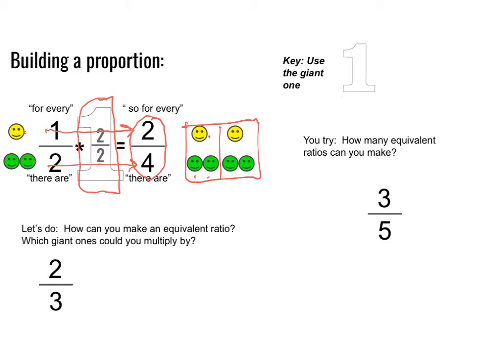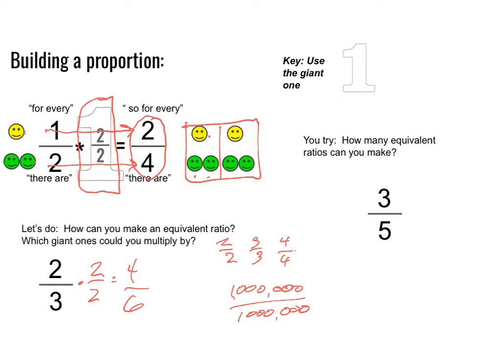Let's do one together. How can you make an equivalent ratio? What giant 1s could you multiply by? Were you thinking 2 halves, 3 thirds, 4 fourths, or even a million? Millionths. So we can rename this one by multiplying by 2 halves, and you would get 4/6, an equivalent ratio. Or you could even multiply it by 4 fourths, a giant 1, and you would get 8/12, another equivalent ratio.